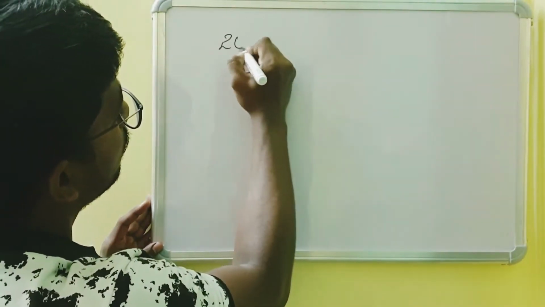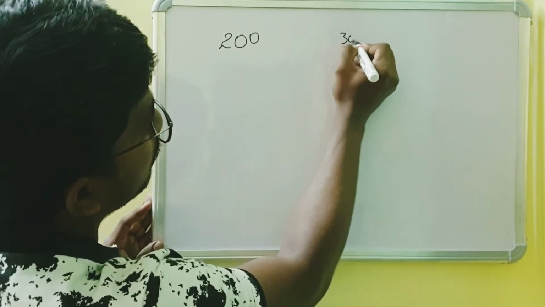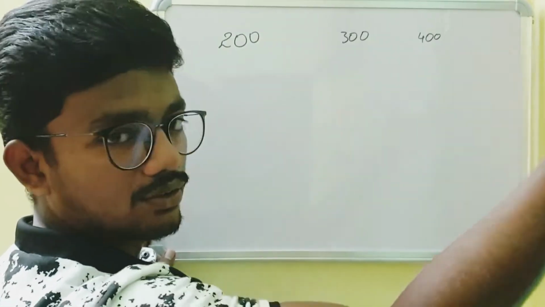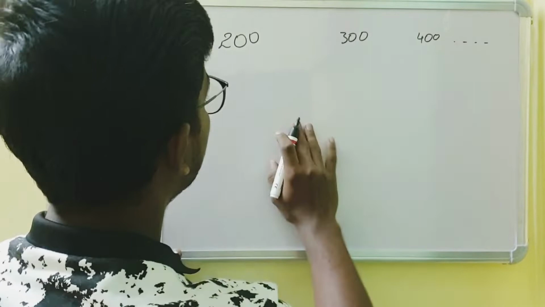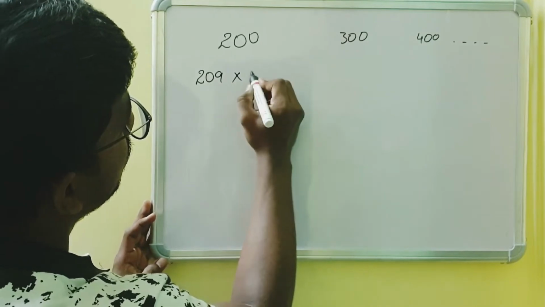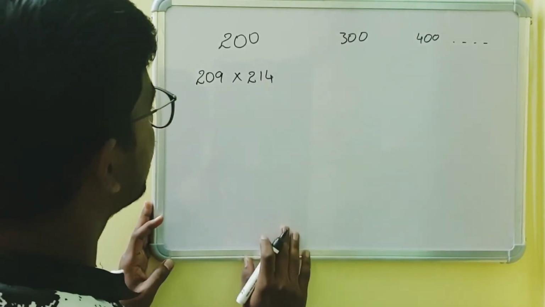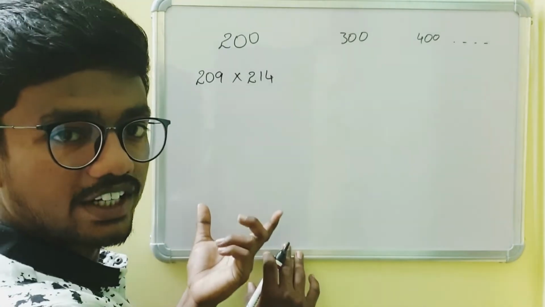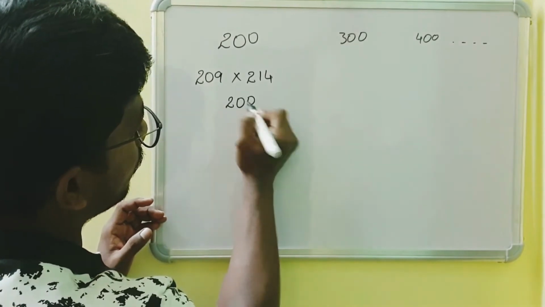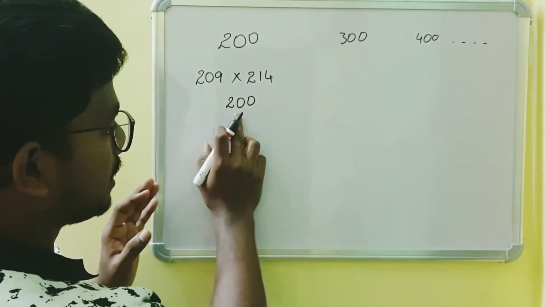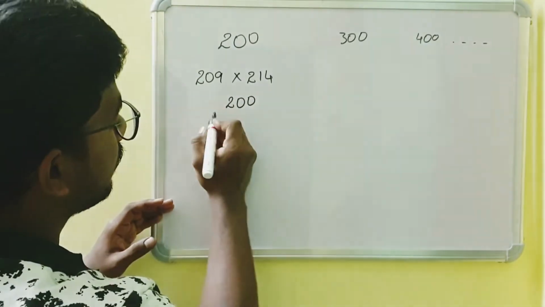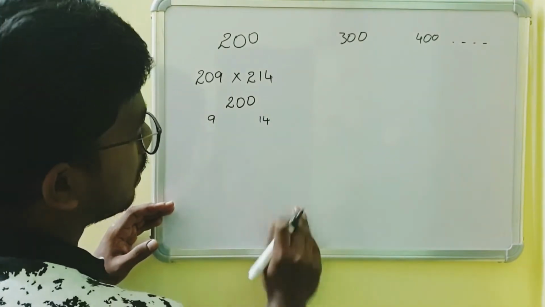Let us see examples for 200, 300 and 400. It can also be carried out for 500, 600, 700 and so on. We can use the same trick. For 200, I will take the example 209 and 214. These two numbers are greater than 200 and also nearer to 200, so I take 200 as my common value. By subtracting 200 from 209 and 200 from 214 respectively, I get 9 and 14 as my answers.